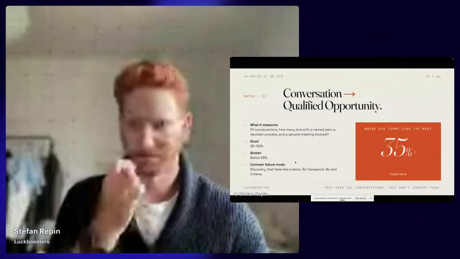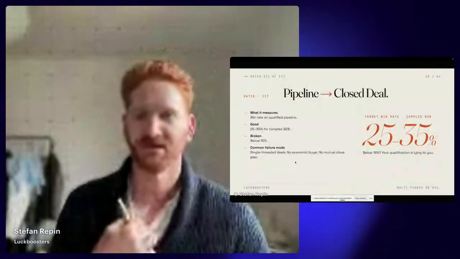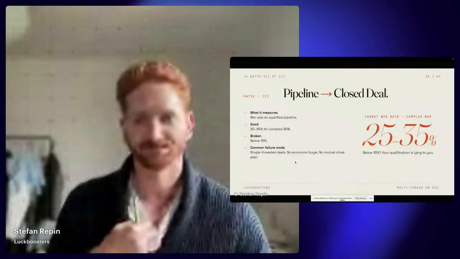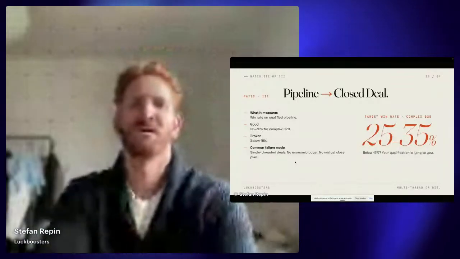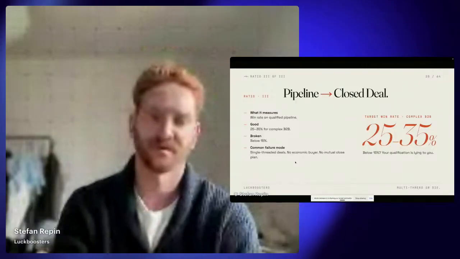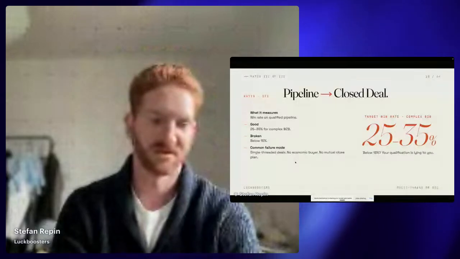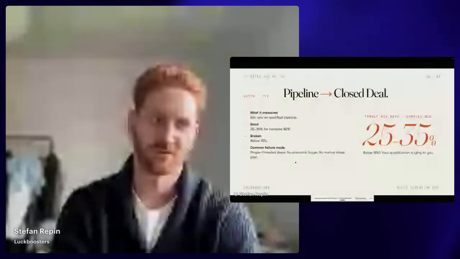This is the gap between sales and marketing in the past. Opportunity to closed deal for complex B2B is anywhere from 25 to 35%. So if you're doing below 15%, then you would need to review your qualification. Something is not right.